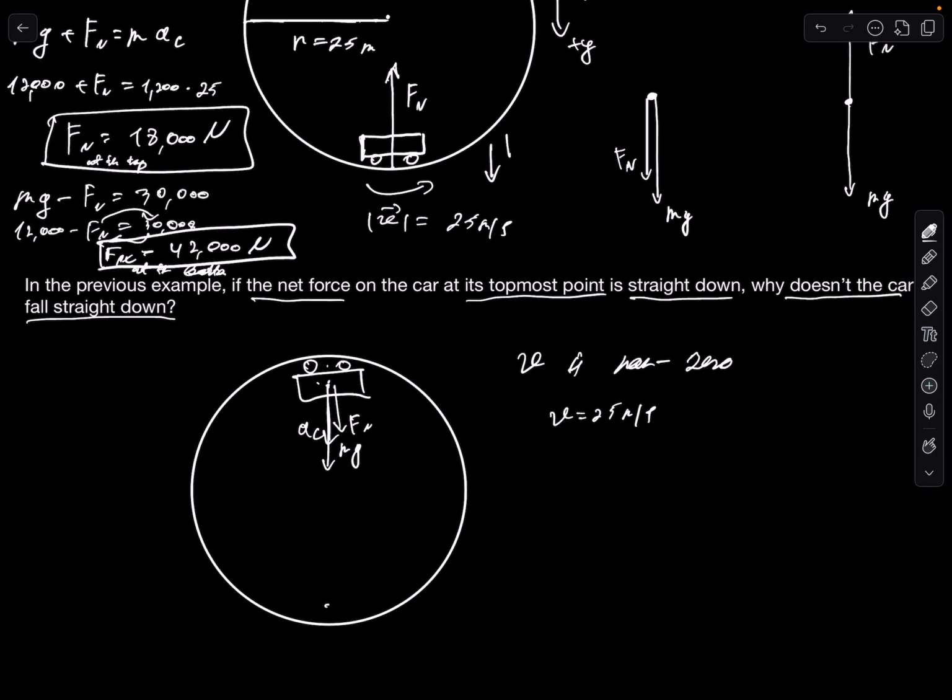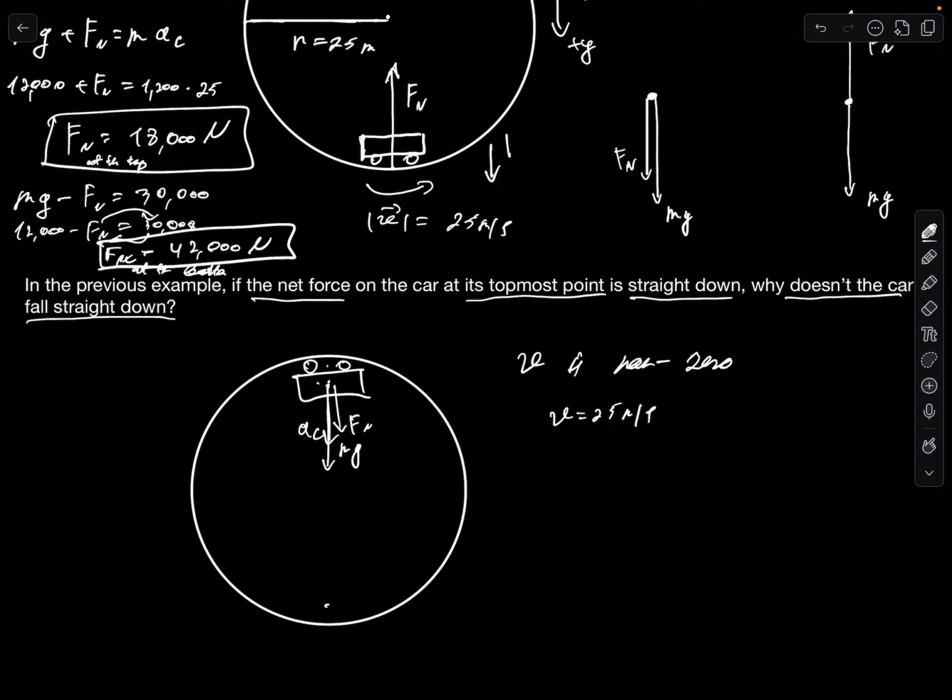I mean, try to visualize it. You are going in circles on this loop portion of your roller coaster, and if the car doesn't move at all at the top, then you would fall. But why don't you fall? Because velocity is non-zero. That keeps you moving in circular paths.